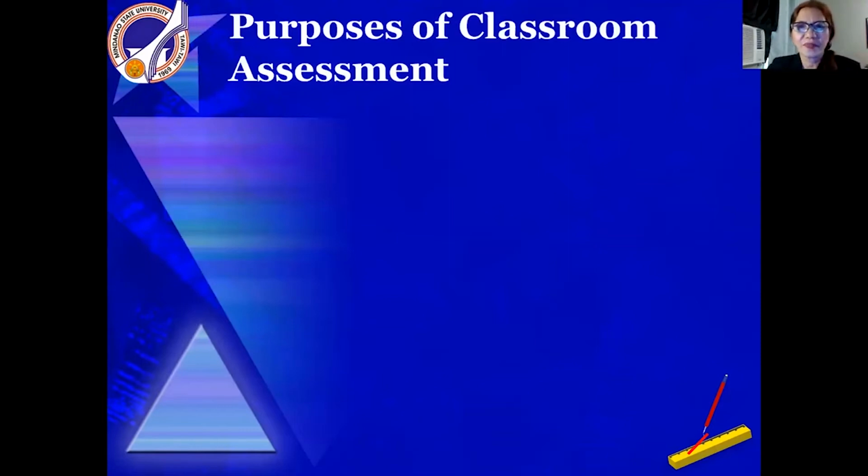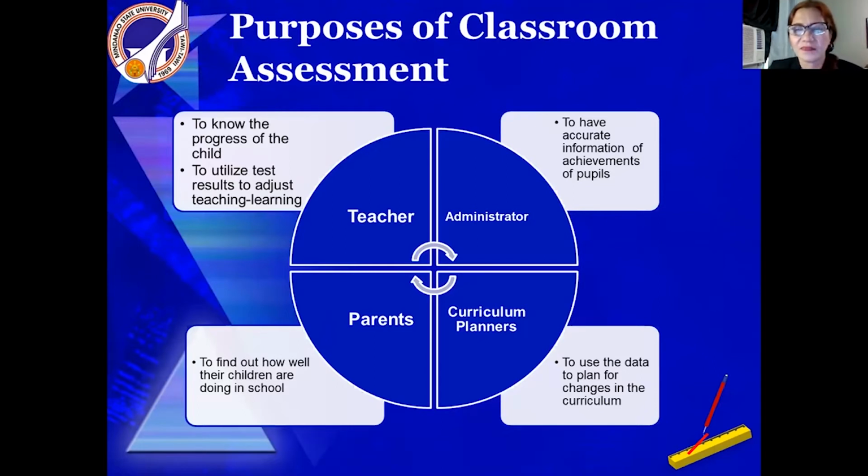Okay, so let's look at the purposes of classroom assessment. Why do we need to assess the performance of our pupils, our students? We look at this in four lenses. In the lens of the teacher, in the lens of the administrator, the curriculum planners, and the parents. If you are a teacher, which is our concern, your purpose of assessing your pupils is to know the progress of our students. So we utilize tests to adjust our teaching and learning.